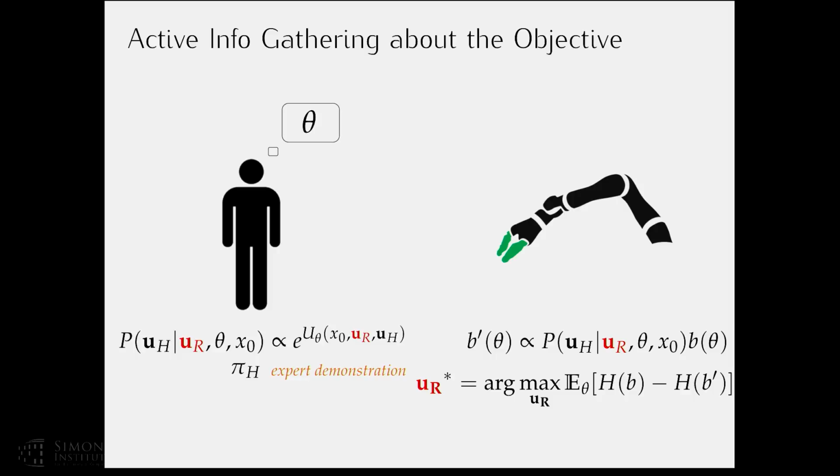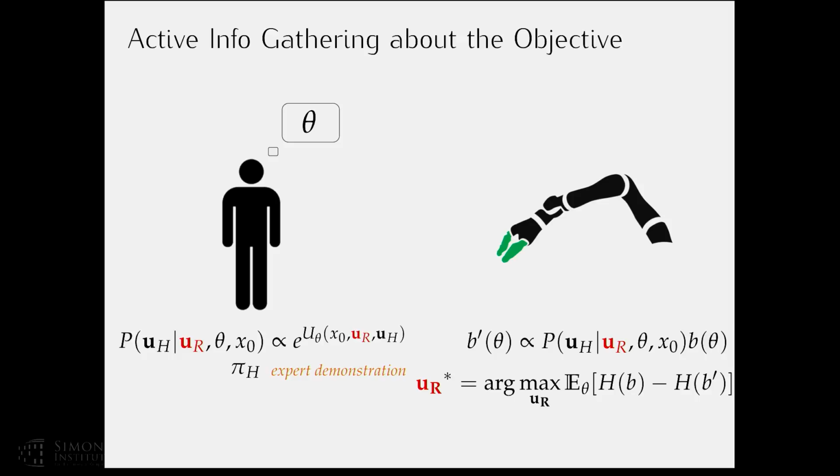But this is one way to set up the problem where, again, we're not solving the full game. We're just saying, look, the person is still going to be fixed to a policy, to an expert policy, just like it was in inverse reinforcement learning. But now we're going to allow the robot to act and see what the robot can do in order to gather more information about the person's utility.